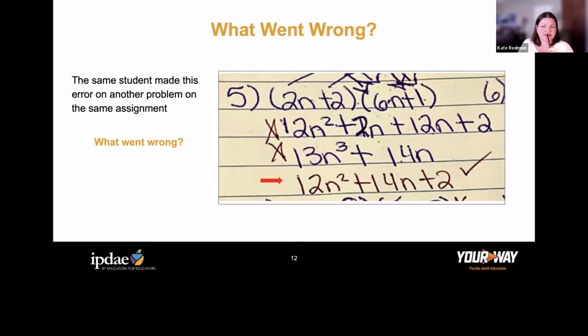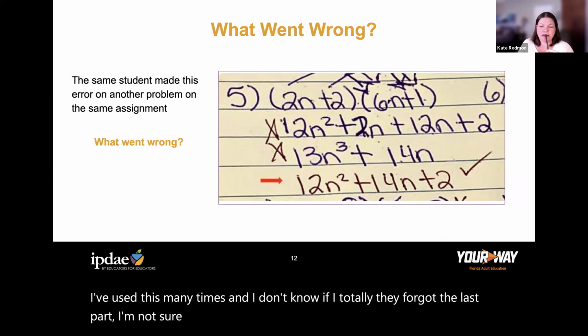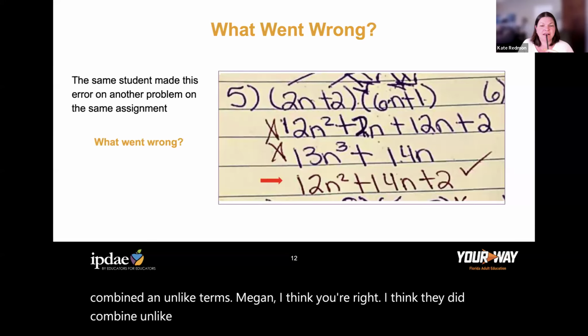Yeah, this one's interesting, isn't it? I've used this many times and I don't know if they forgot the last part. I'm not sure what we mean by they forgot the last part. They combined unlike terms. Megan, I think you're right. I think they did combine unlike terms. Yeah. How did they get 13n to the third power? What happened there?